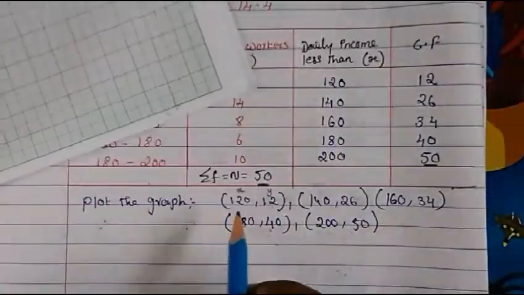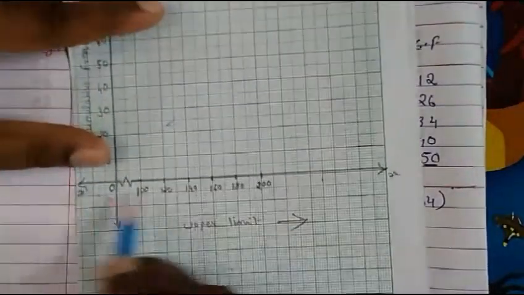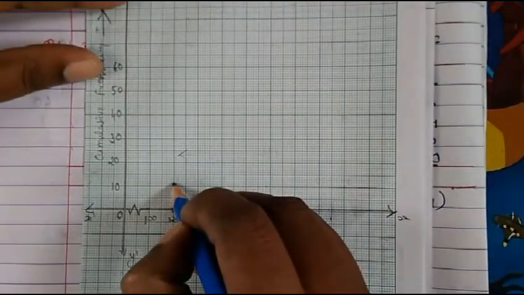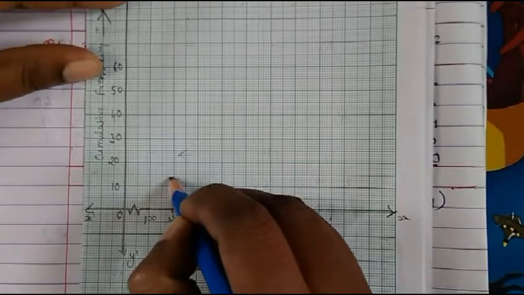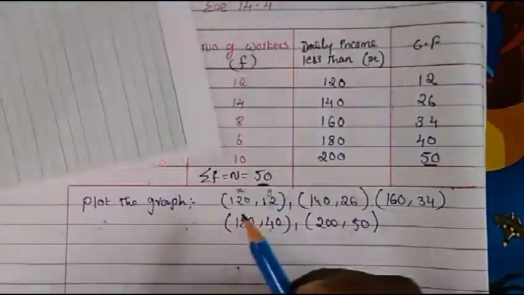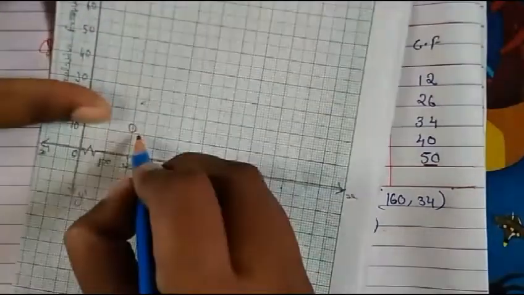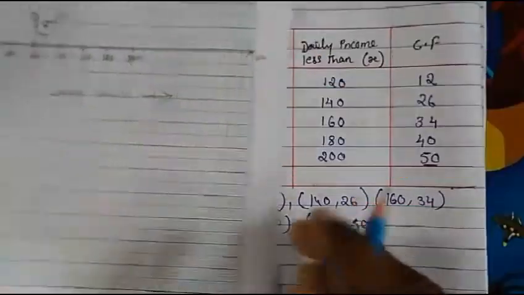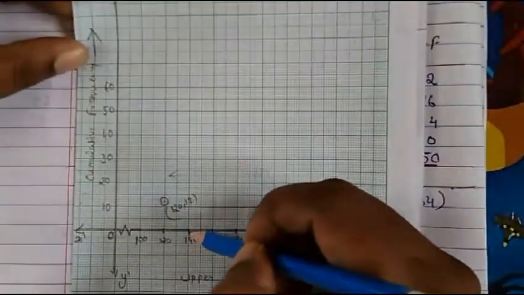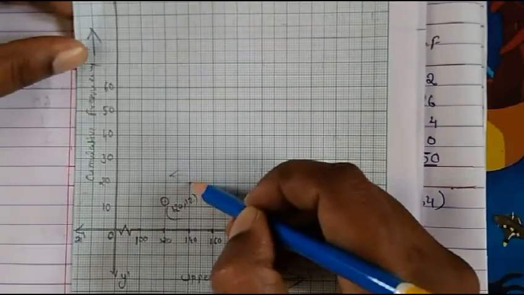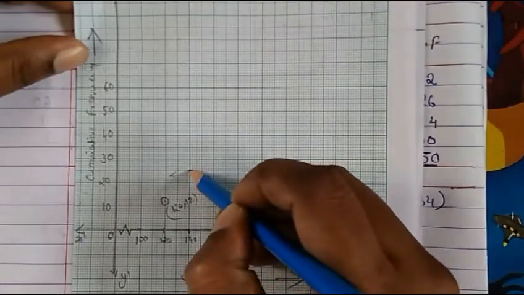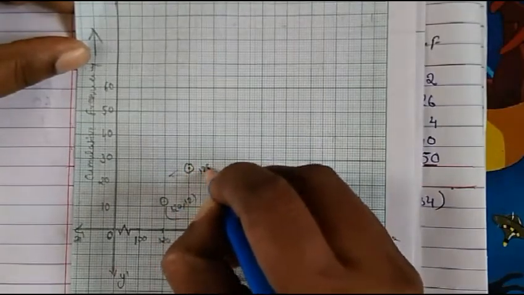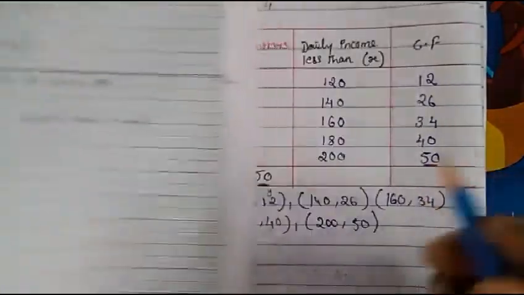Okay, so now just plot it. 120 comma 12. So 120 is here, and 12 is, this is 10, then 11, then 12. Okay, next 140 comma 26. 140 is here, then 26 on the Y direction: here is 20, 25, 26. This is the point.